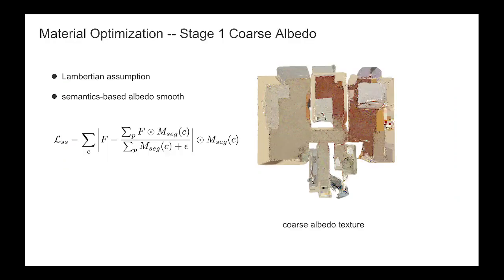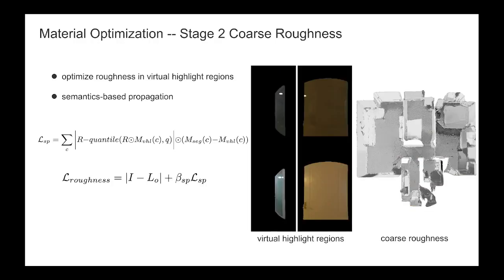Specifically, in stage 1, we only optimize the albedo with diffuse photometric loss and semantics-based albedo smooth loss. In stage 2, we first render images based on input poses with low roughness to find virtual highlight regions for each semantic class. Therefore, we can optimize physically reasonable roughness in these regions. Then, we propagate such reasonable roughness into the regions with the same semantic segmentation.